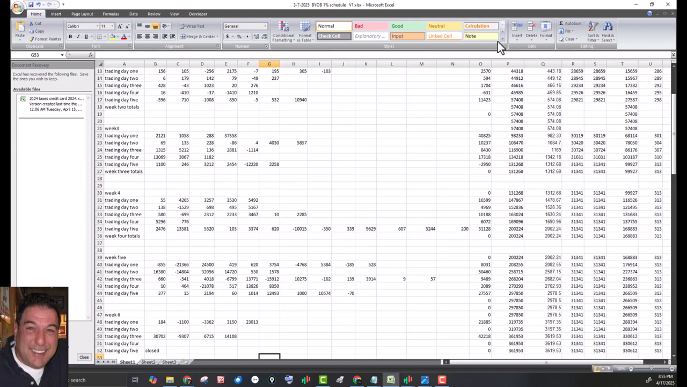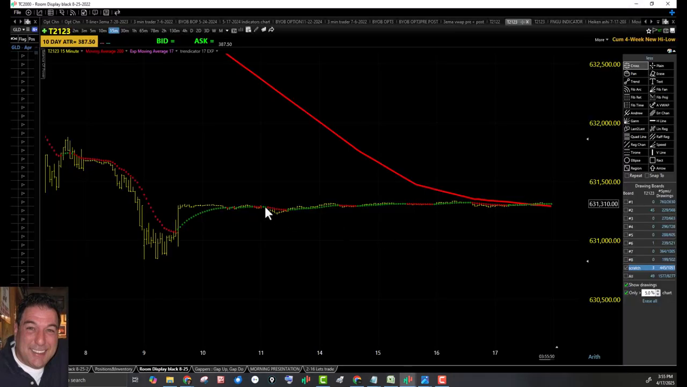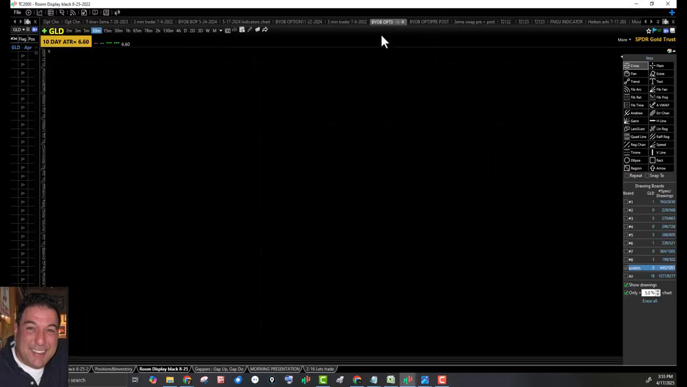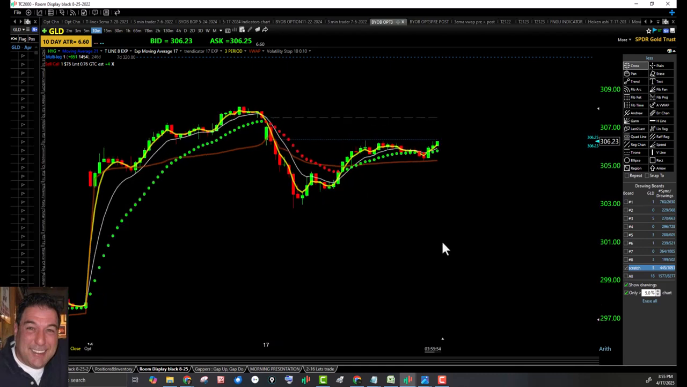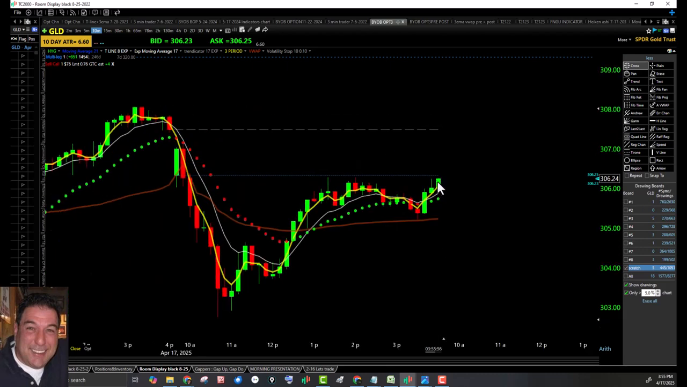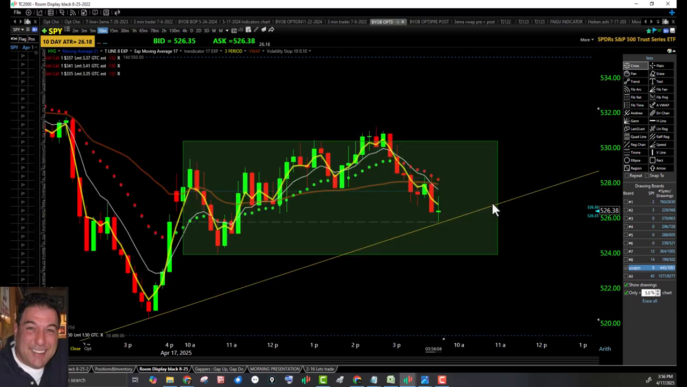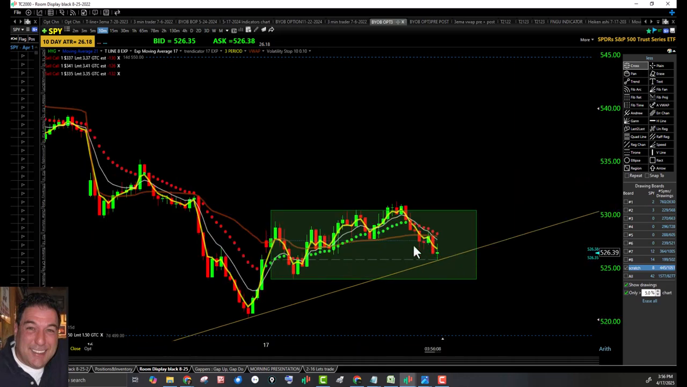All right, we'll go back to SPY and see what's shaking. Gold kind of creeping up here. A little change in Momo right there. Let's take a look at SPY. Still melting into the uptrend line right there. Still melting, melting, melting.